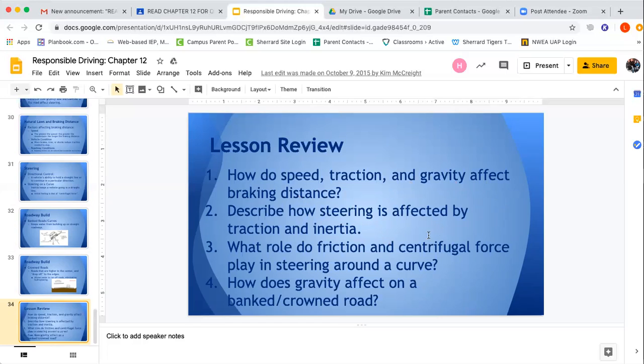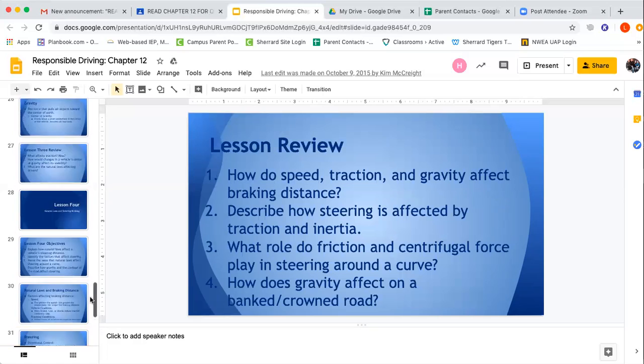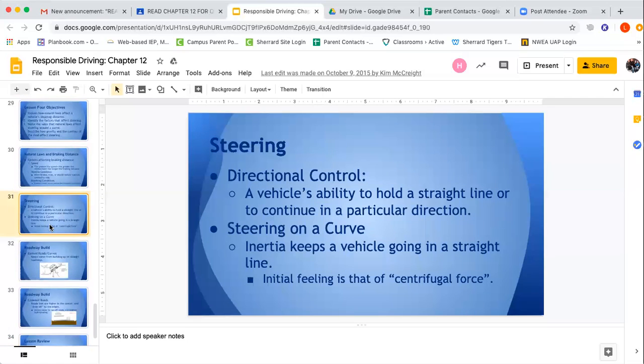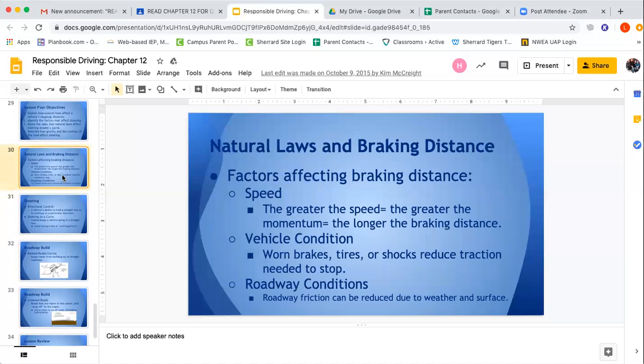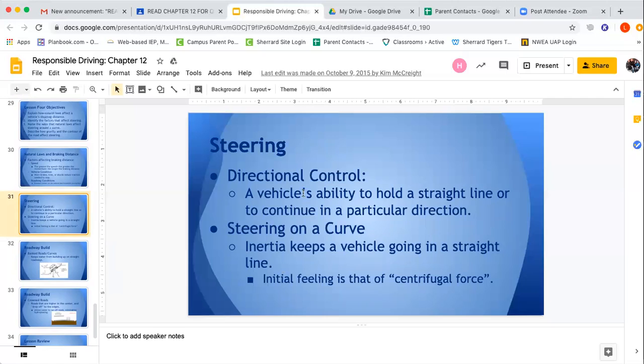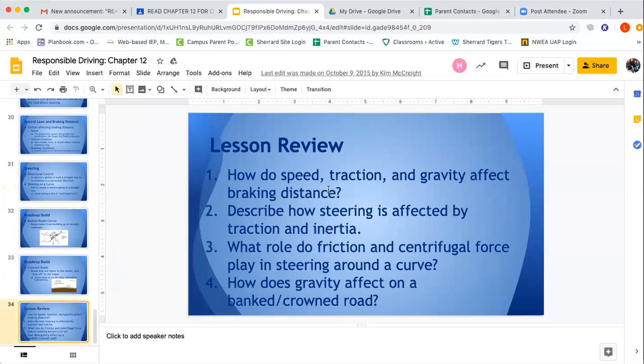Describe how steering is affected by traction and inertia. Well, that goes back up to tier 2. Conditions, steering, I was on the right one. Okay. It could affect your directional control or the steering on a curve. So both of those things, traction and inertia, can affect your ability to turn the vehicle when you need to. Let's see, what role do friction and centrifugal force play in steering around a curve?